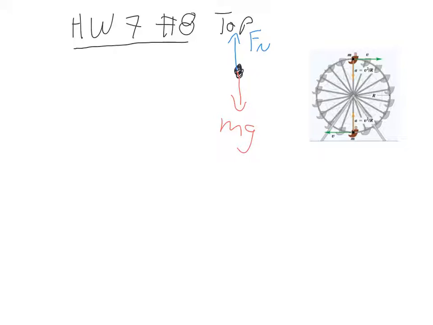And what about at the bottom? At the bottom, your free body diagram will look very similar. You have the weight going down, that's mg, and you have the normal force from the seat pushing up. So far it looks like everything's going to be the exact same, right? But that's not the case, okay?